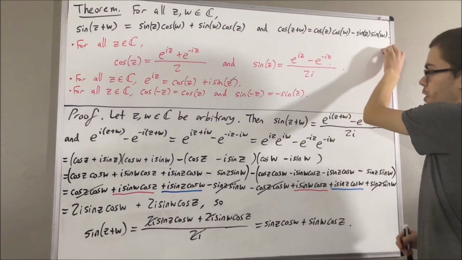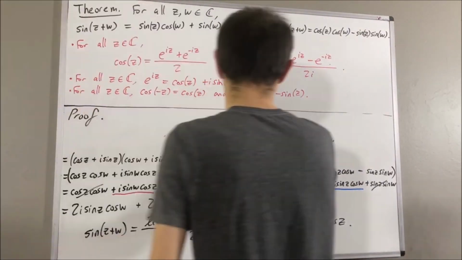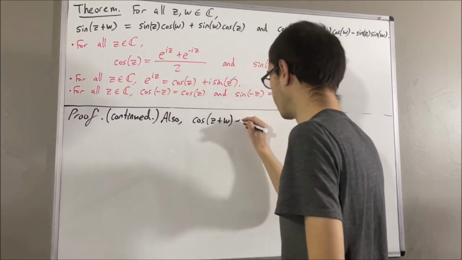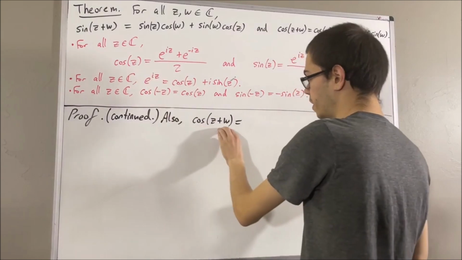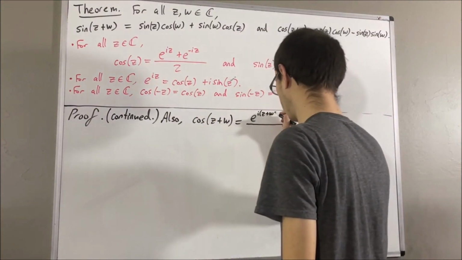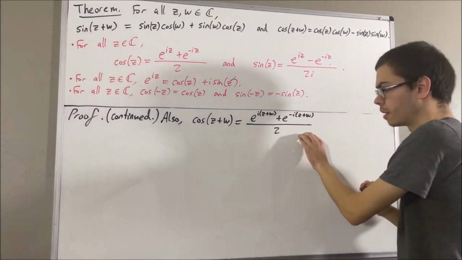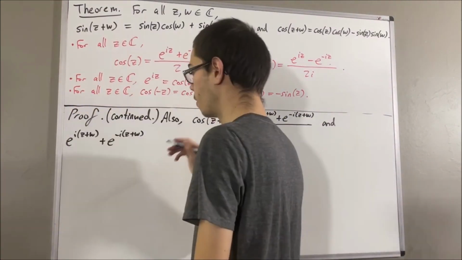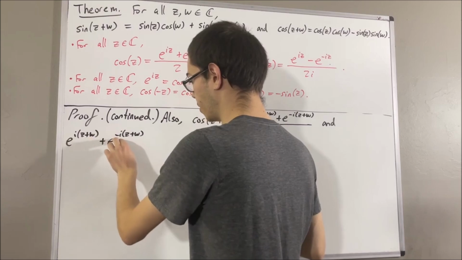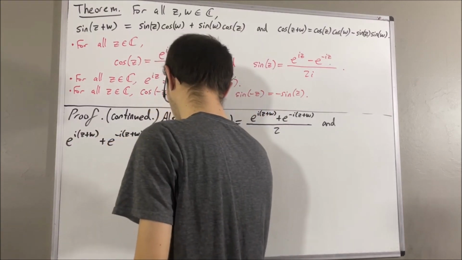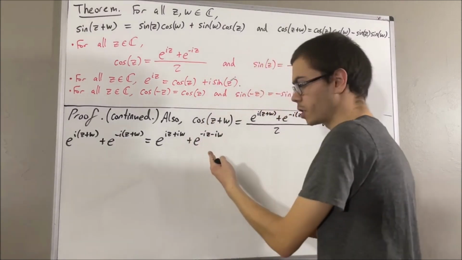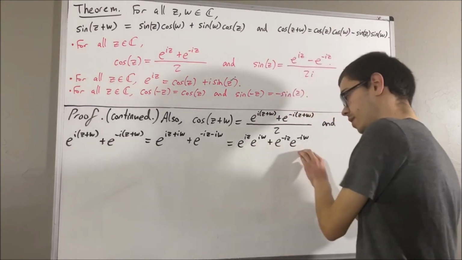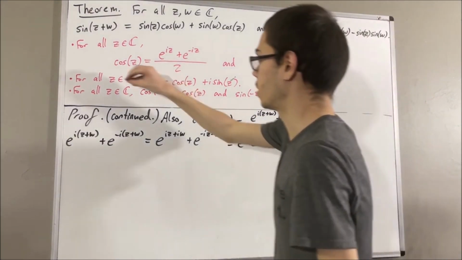So we have proven the sine addition formula. Now let's prove the cosine addition formula. Now, by definition of cosine, the cosine of z plus w is equal to this. And now we are going to re-express the numerator in a different way. First, let's distribute the i across this parentheses, and let's distribute the negative i across this parentheses. And then, by properties of the exponential function, we know that this is equal to this. But then, we apply Euler's formula.